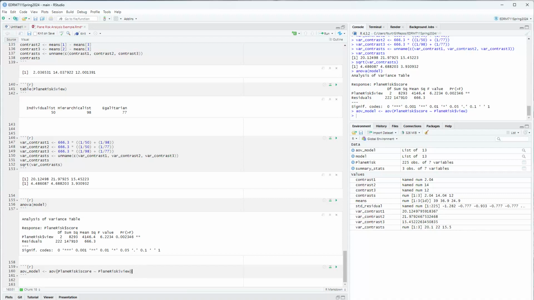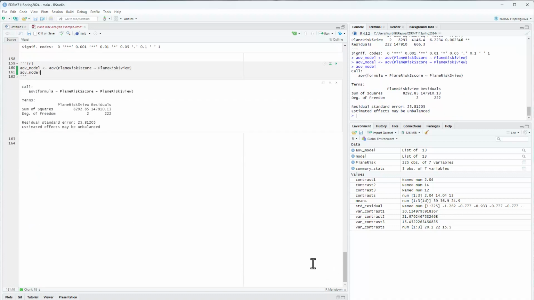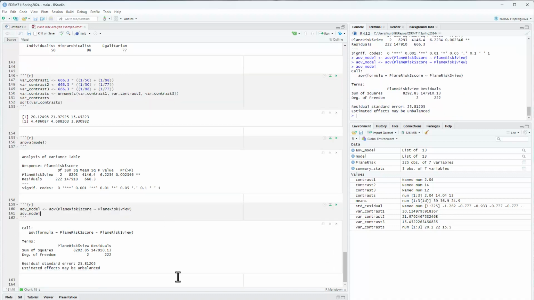But this is required in order to run Tukey's procedure. And so let me show you what the output is of AOV model. That output is a different kind of analysis of variance table, not as informative as the one we got with ANOVA. It gives us the sums of squares for the model and the sum of squares for residual. It gives us the degrees of freedom, gives us this residual. Here's the residual standard error.